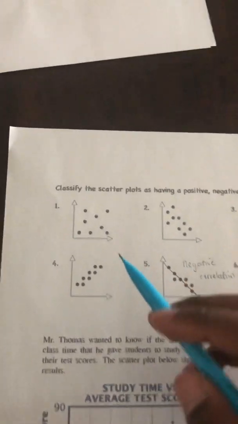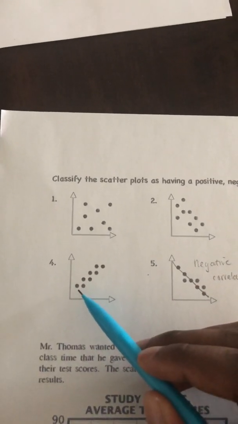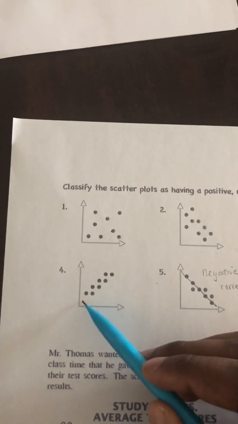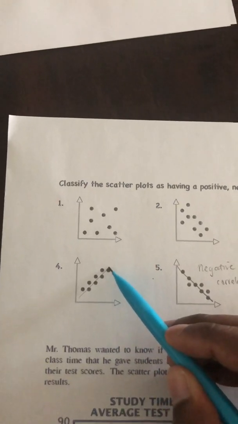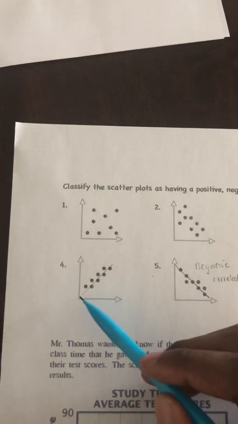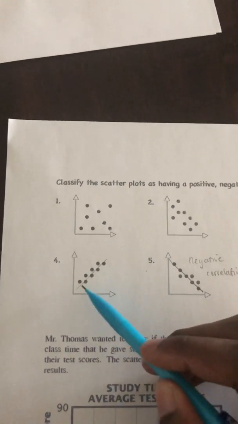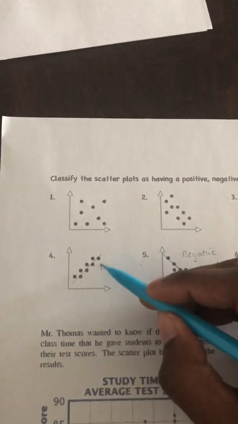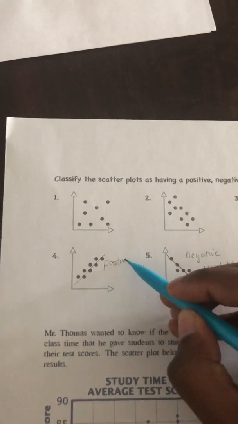All right, so something like this one would be a little easier. If we were to draw a line straight through here from left to right, as we go from the left to the right, these go up. So this has a positive correlation.